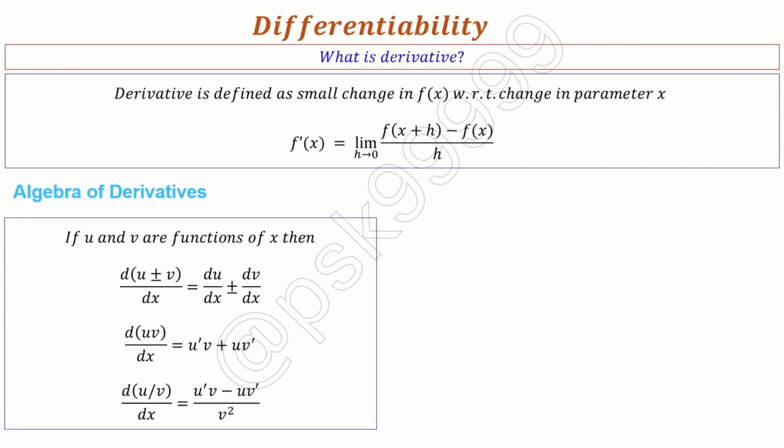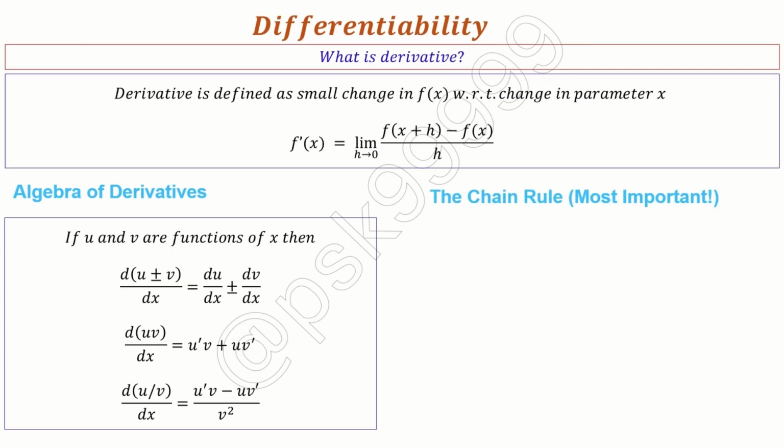Next is differentiation of multiplication of two functions, u and v. Differentiation of u v is equal to u dash v plus u v dash. You sum up the differentiation of the individual function multiplied with the other. Differentiation of u by v is equal to u dash v minus u v dash, divided by v square, and this is provided v is not equal to 0. That is one condition.